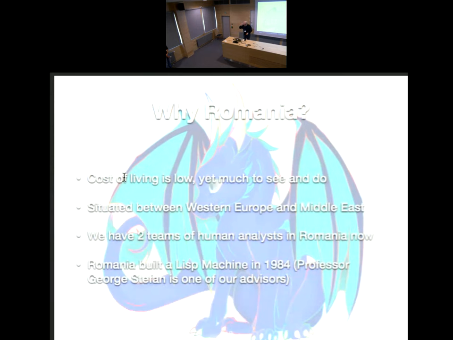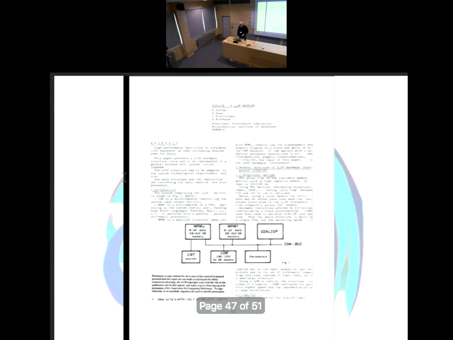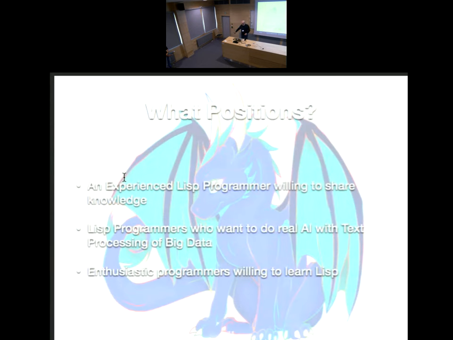Now, one point of interest, which is that Romania built a Lisp machine years ago. At the same time, people at MIT and DEC were trying to build a Lisp machine, and they did it independently. That was Professor Devon. Here's his paper. He succeeded. The people at MIT succeeded. We're now hiring Lisp programmers. Come talk to me.